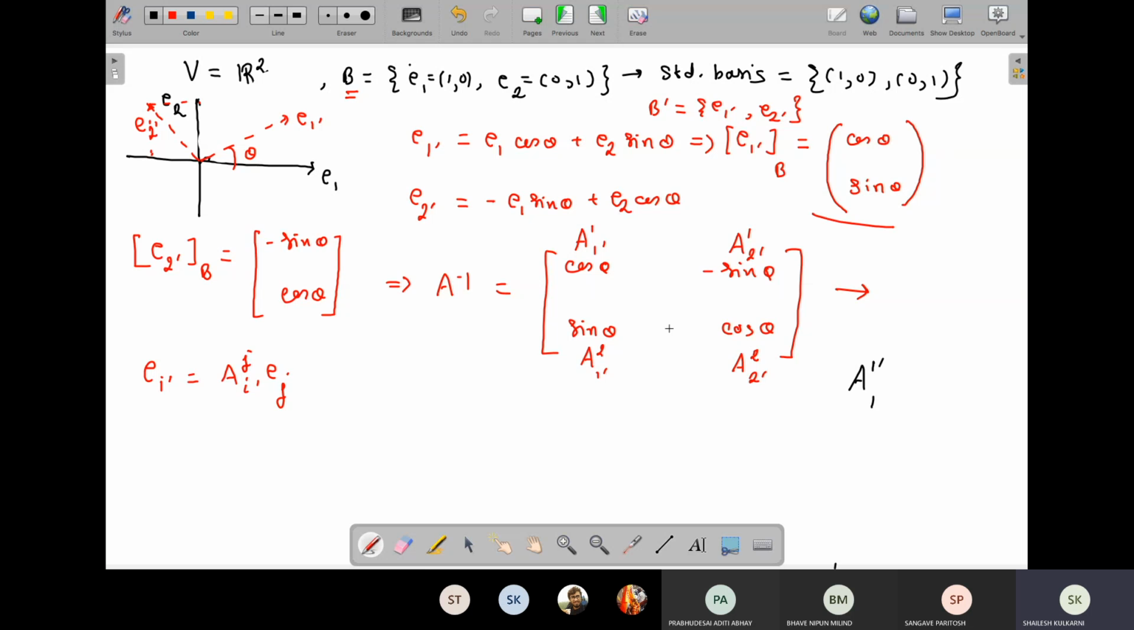You consider this matrix and calculate its inverse. The first entry in that will be A1 prime 1, the second entry will be A1 prime 2, the third entry will be A2 prime 1, and the fourth entry will be A2 prime 2. So from this matrix you calculate the inverse. A inverse inverse, so you will get A. So you have to calculate the inverse of cos, minus sin, sin, cos. It will be cos, sin, minus sin, cos. Okay, clear?